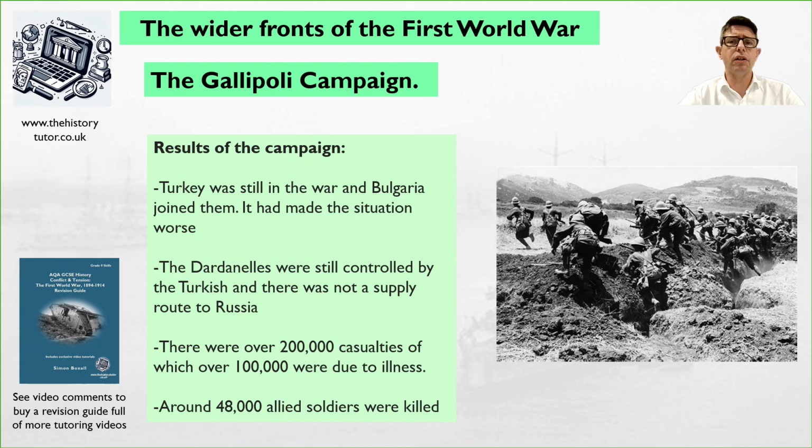So they were going to be reliant on the cold ports in the north of Russia. There were over 200,000 casualties of which 100,000 were due to illnesses on the Allied side. And obviously the Anzac soldiers bore the brunt of most of that. And around 48,000 Allied soldiers were killed.